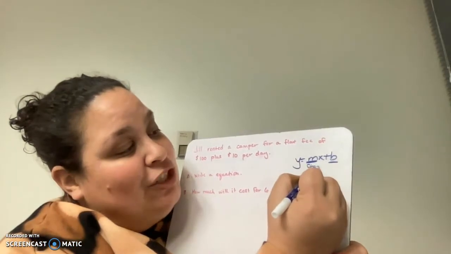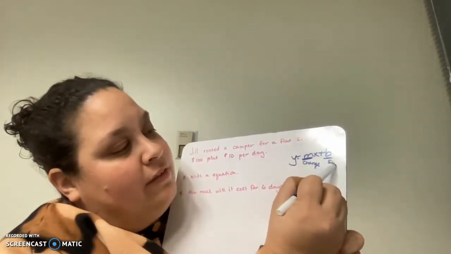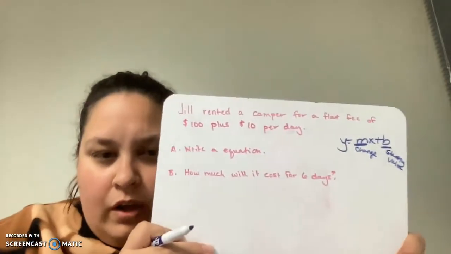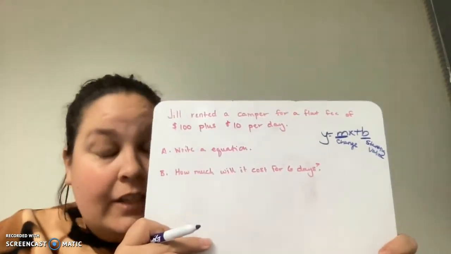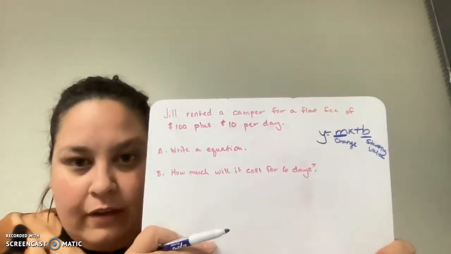Remember that the m is our slope, or the number that's going to change, whereas our y-intercept is going to be our starting value, or the number that's not going to change. Okay? So if I go ahead and try a second to solve this problem, you want to write an equation, and you want to solve this last point.